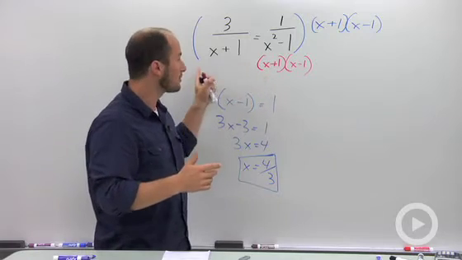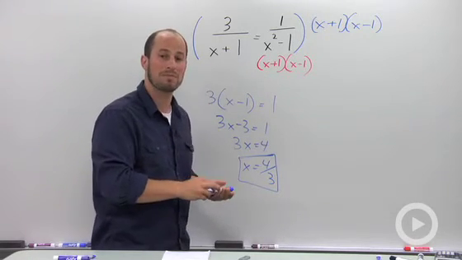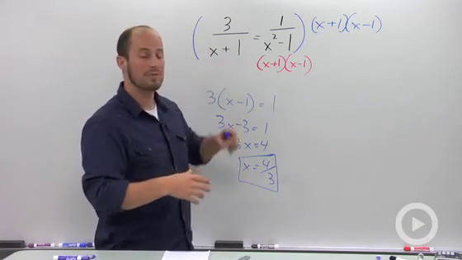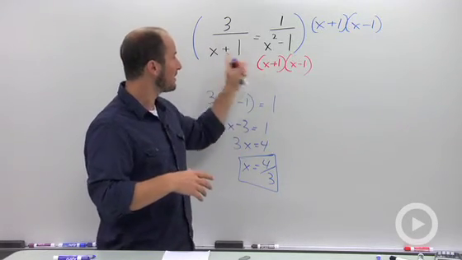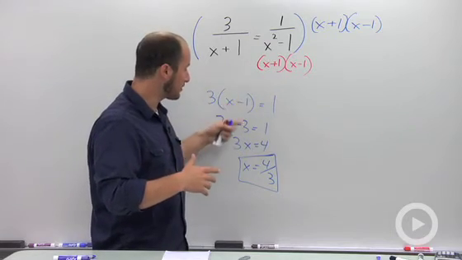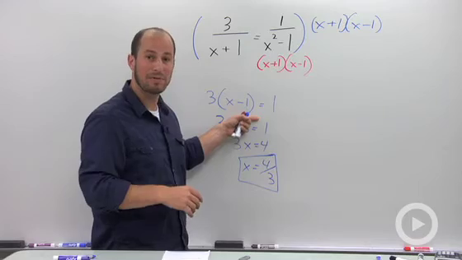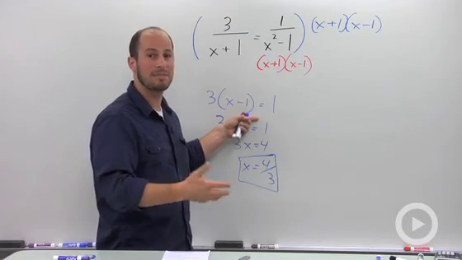Okay? So that's solving a rational equation by multiplying by the least common denominator. It's really cool. Everything cancels out in the denominator, and we're able to solve an equation. In this case, it's a linear equation. Sometimes we'll end up with quadratics, but either way, we're going to end up with something we know how to solve.